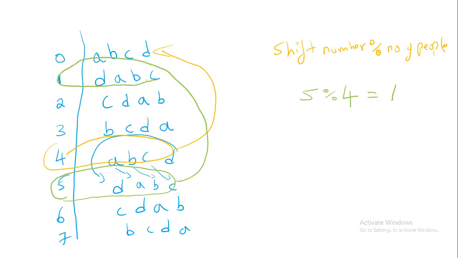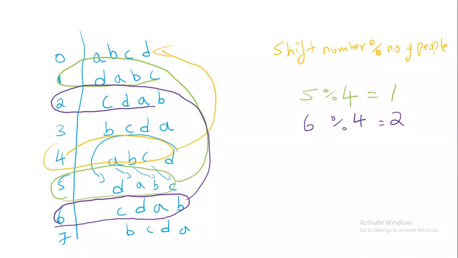DABC, DABC. If someone tells you to shift for 6 times, watch here. Don't shift for 6 times. You have to use a formula here: number of shifts modulus number of people. There are 4 people now, so mod 4 you have to do. What is 6 mod 4? 6 mod 4 is 2. Which means if someone tells shift for 6 times, don't shift for 6 times. The minimum number you have to shift is 2. So you're saving a lot of time.